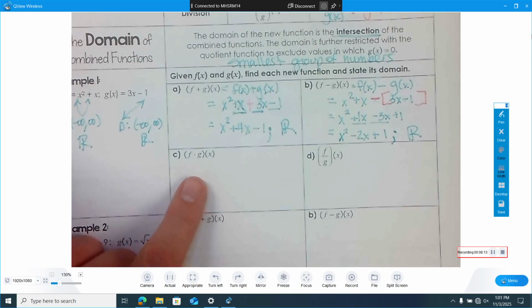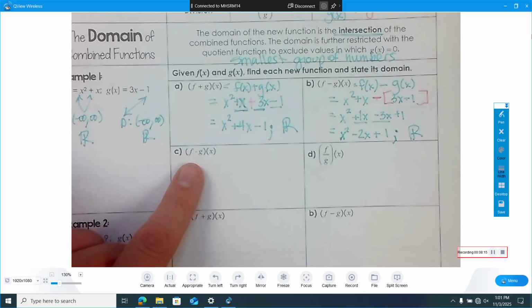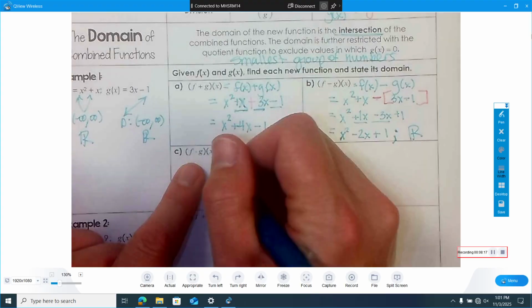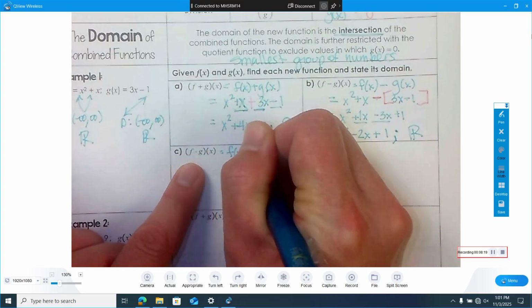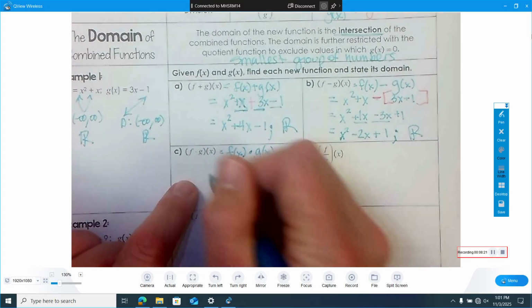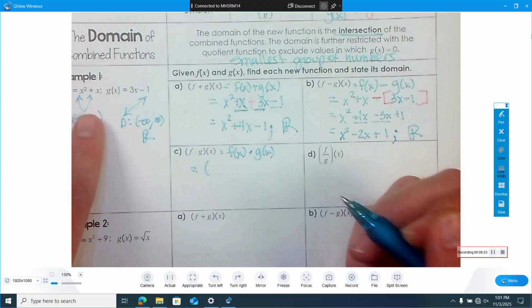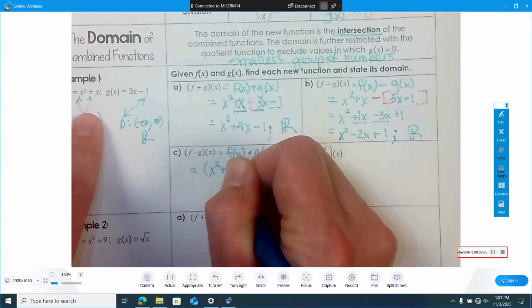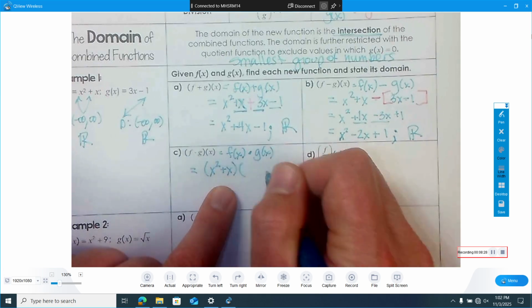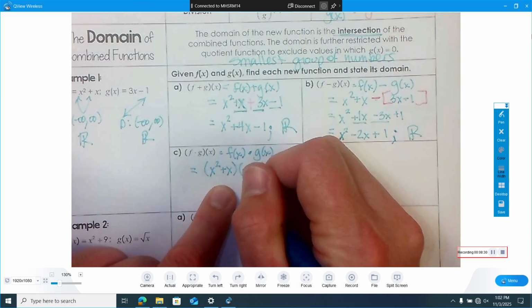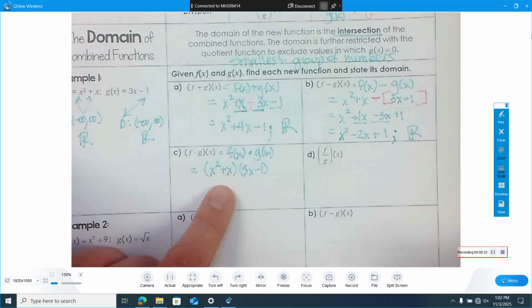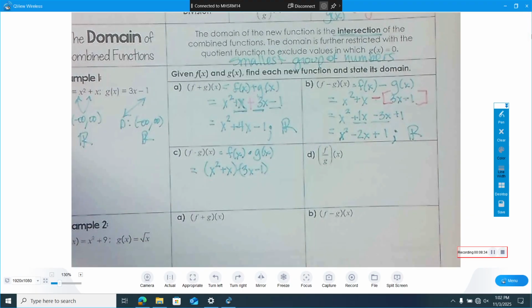Over here, what are we doing here? Multiplying. F of x times g of x. And so f of x is x squared plus x. And g of x is 3x minus 1. And what do we have to do to multiply these two things together? Foil, yeah, we're going to foil them together. Yeah, we got to foil those together.